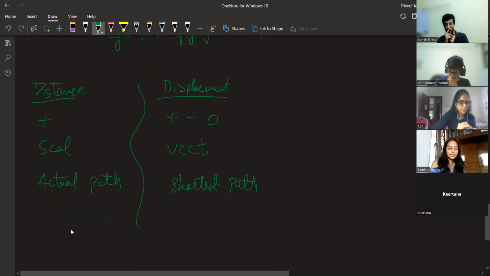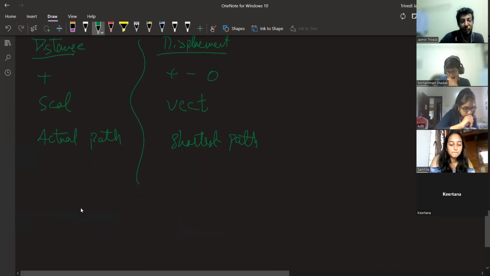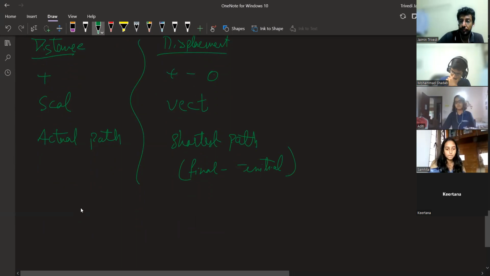Shadab, any other point? No, sir, same thing. Shortest path, another way to define it is final minus initial.